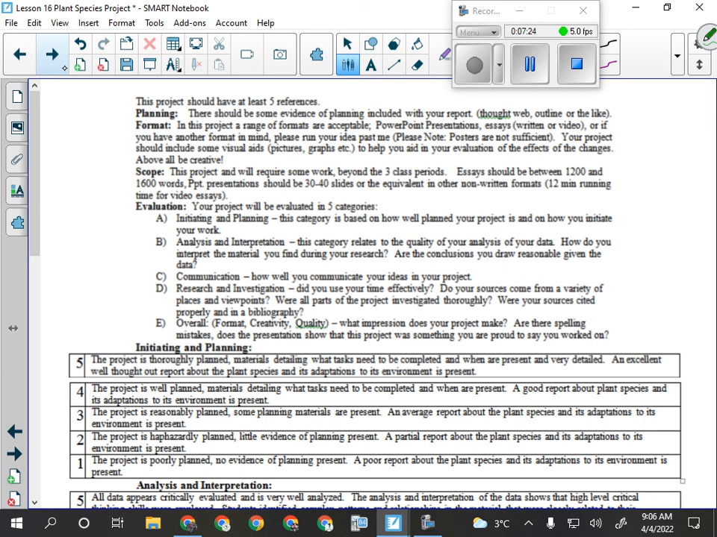Is it full of spelling mistakes? Does it look like it's bleeding because the spell checker's freaking out? Does it have pictures that are appropriate for what you're talking about? Things like that. This is not due until April 26th, so you have lots of time to write 1.5 to 2 pages of stuff about a plant. So there's no rush on this one.